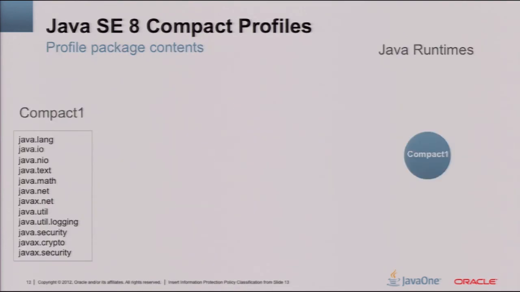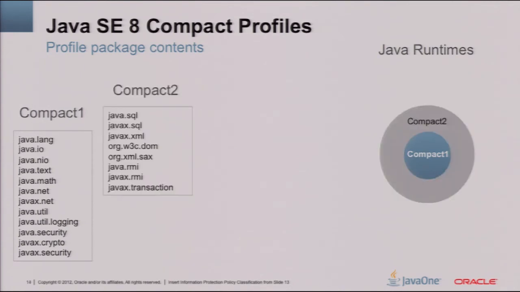So what's in the various profiles? As I mentioned, Compact 1 is roughly equivalent to the CDC profiles. We have the basic java.lang, I/O, NIO, text processing, math, and the networking APIs. We're adding logging in here because we've had a lot of requests from the embedded folks when I sent information out requesting, what other things would you like to see in it? They wanted logging. And of course, Java has to have the security classes in there.